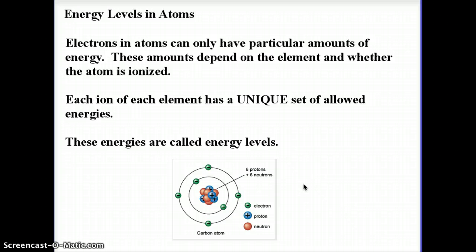And so the amounts of energy that we have depend on what element it is. So hydrogen has a completely different set of energies than carbon, and also on whether the atom is ionized. So if we took away one of these electrons, so that there were only 5 of them, the actual energy levels would change. We would have a different set for that new ion of carbon. And hopefully we remember that these different levels are called energy levels because they reflect a different amount of energy.